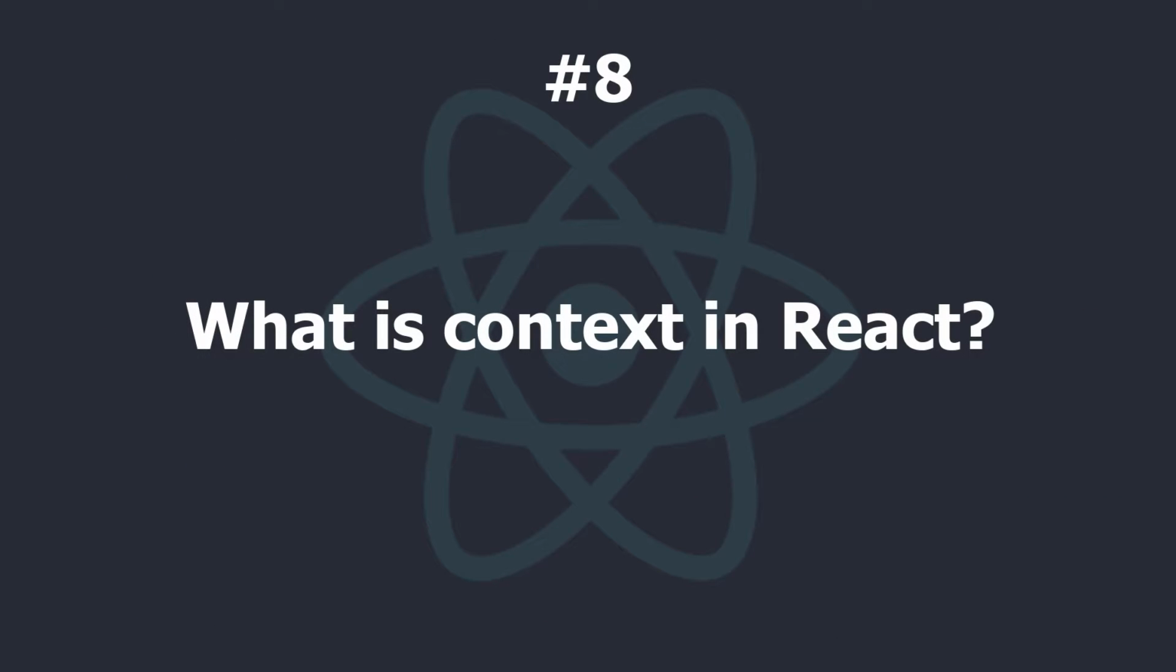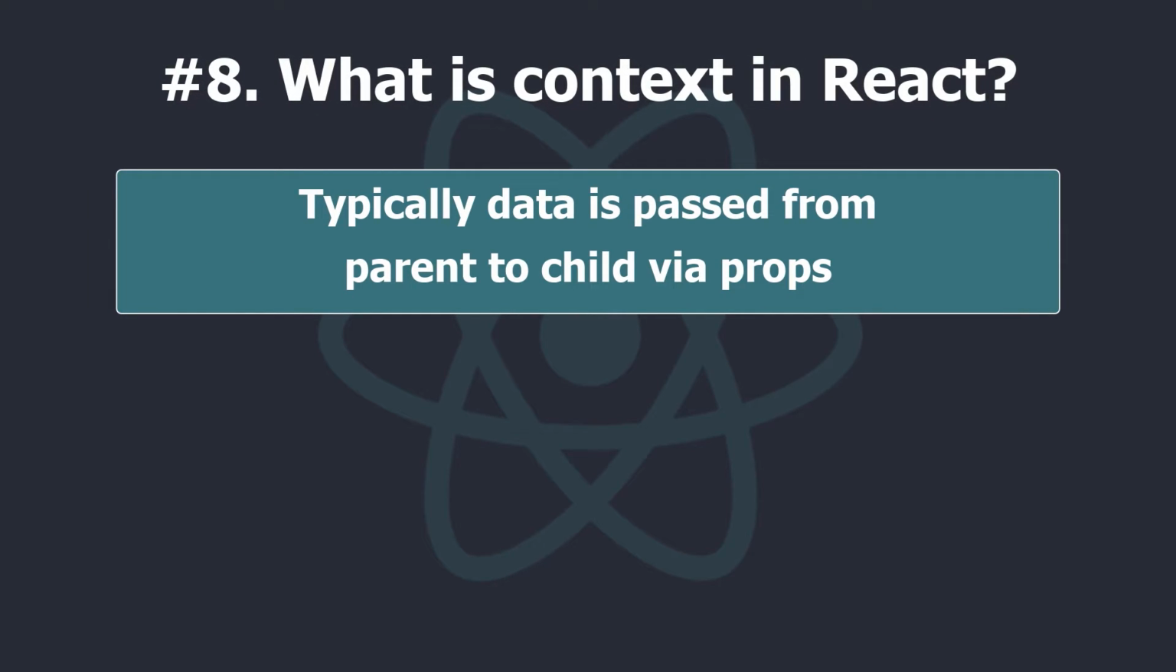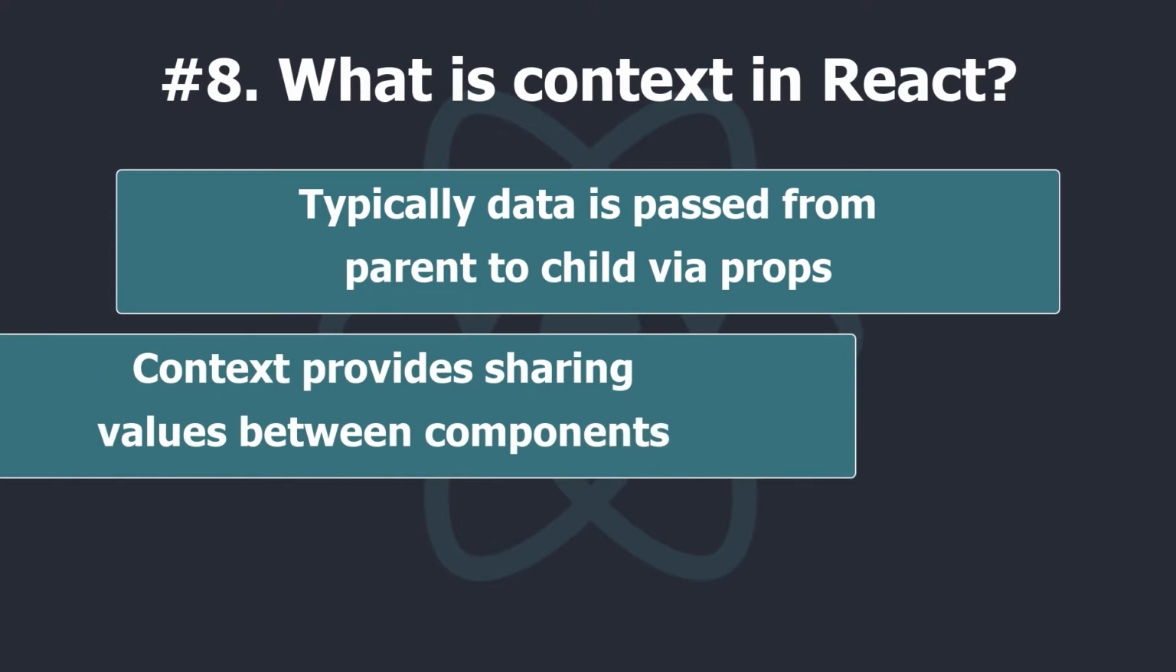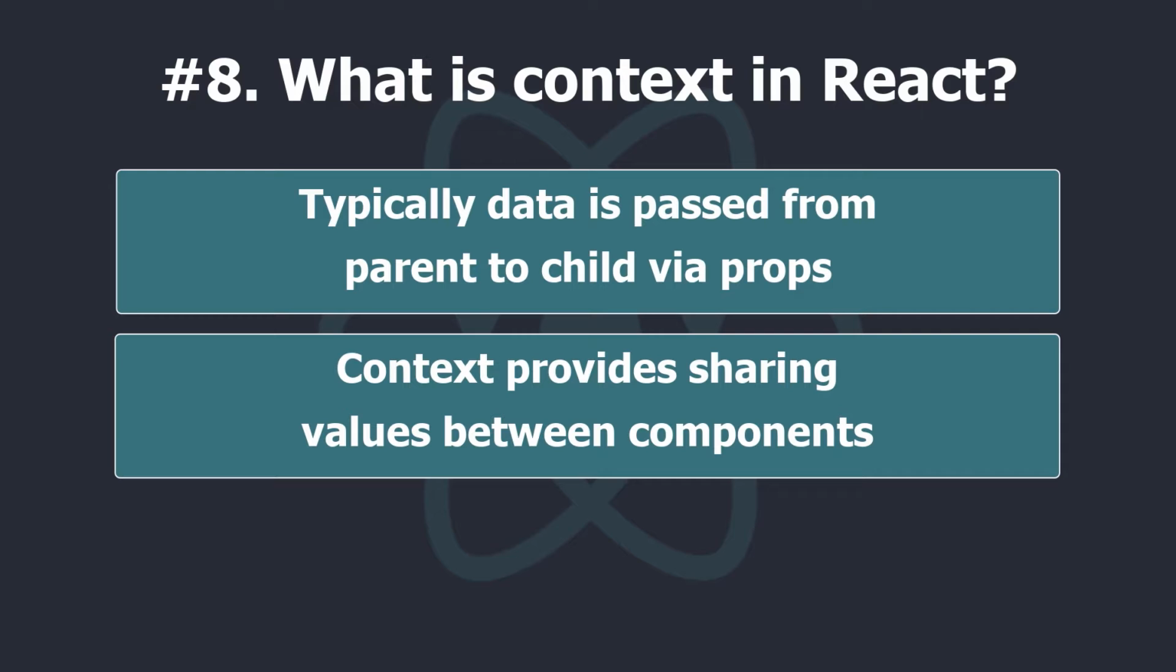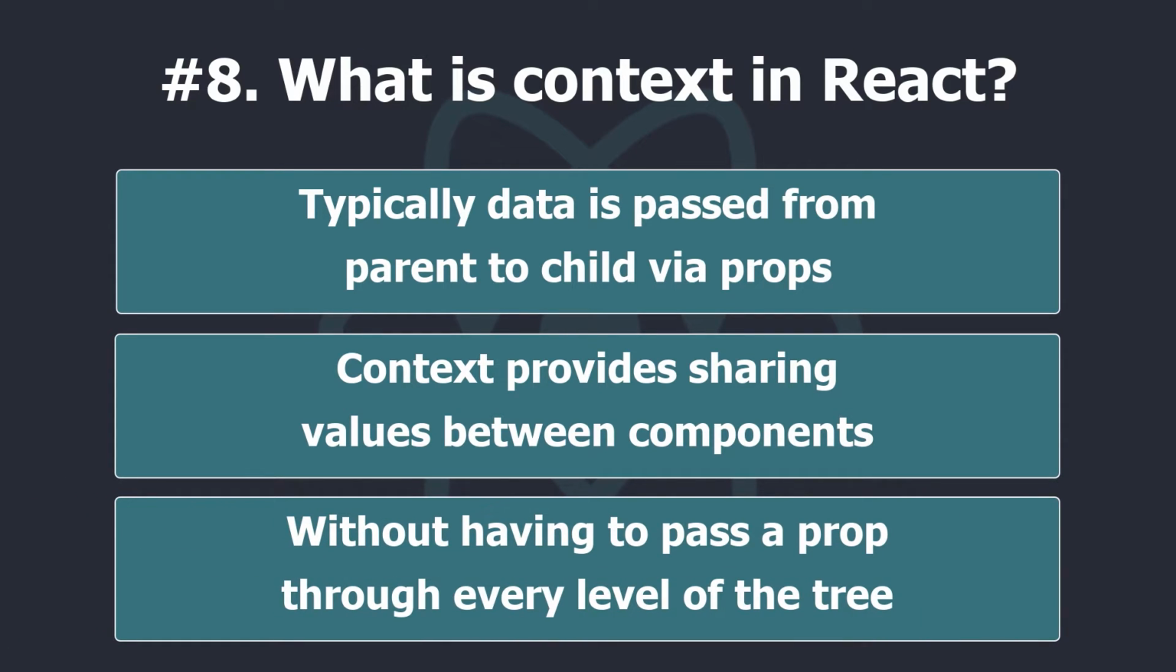What is context in React? In a typical React Native application, data is passed from parent to child via props, but such usage can be cumbersome for certain types of props, for example local preference, that are required by many components within an application.